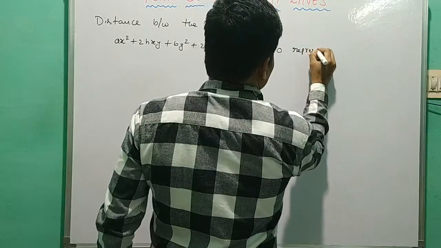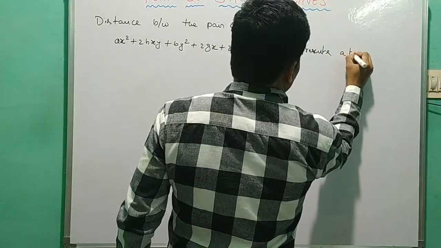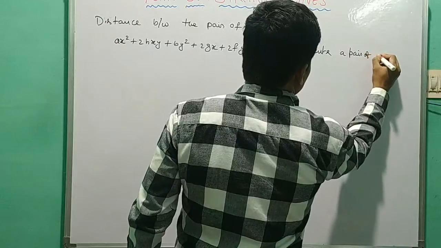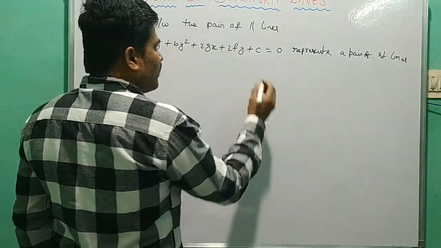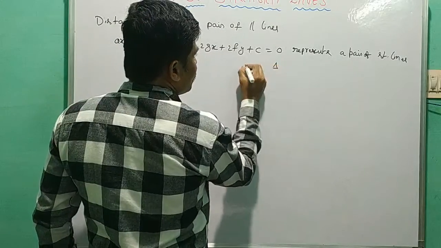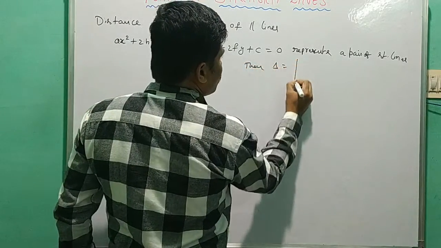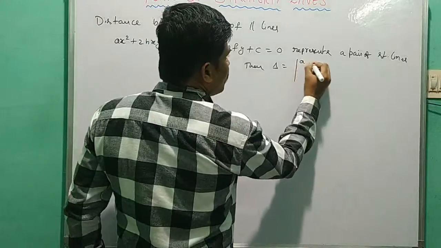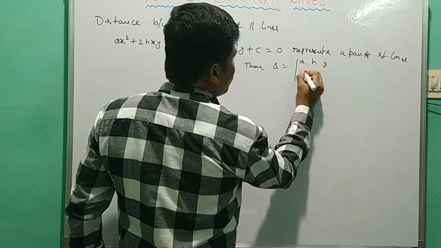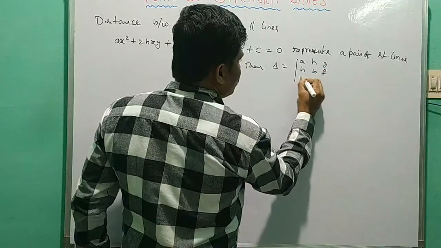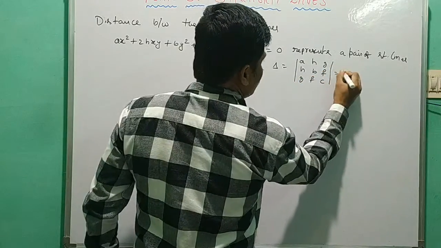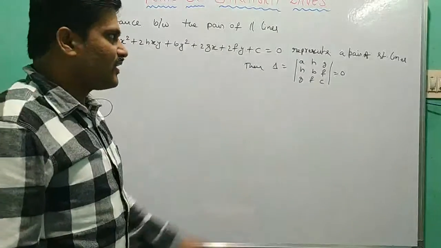It represents a pair of straight lines. Then the condition is delta equal to determinant of a h g, h b f, g f c equal to 0. So this is the condition.